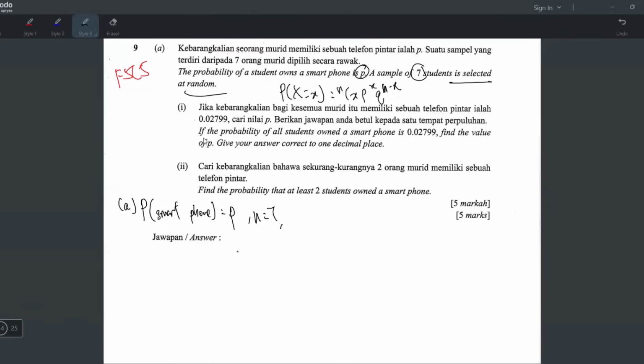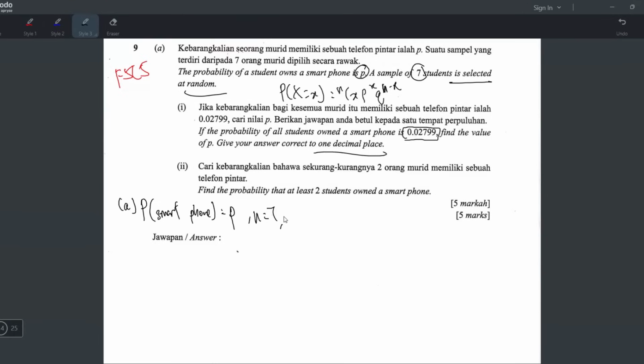Alright, number one, if the probability of all students own a smartphone is 0.02799, find the value of P, give your answer correct to 1 decimal place. Oh, 1 decimal place. Okay, very rare. Usually it's like 3 decimal places, 4, but this one they want one only. Okay, fine. Alright, so what's the first step? Make sure you know your NPQ, of course.